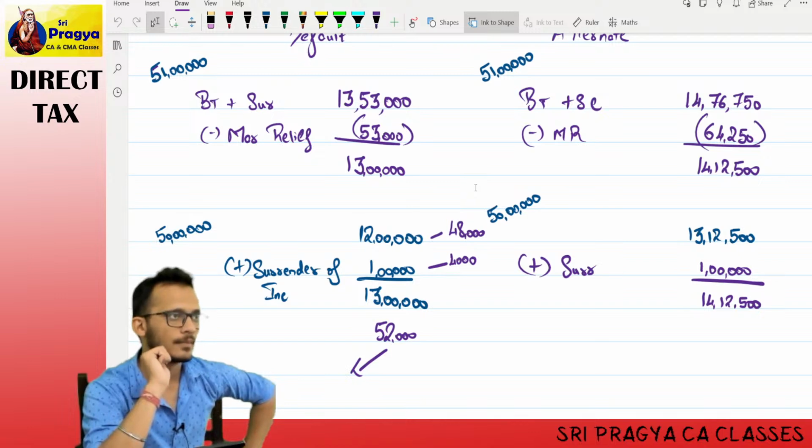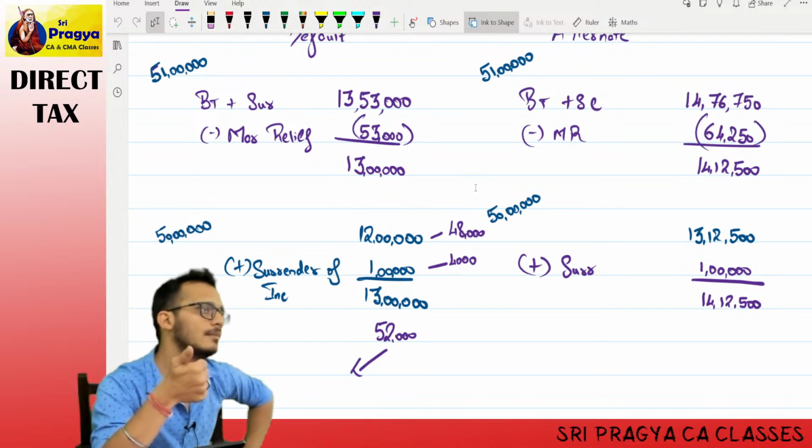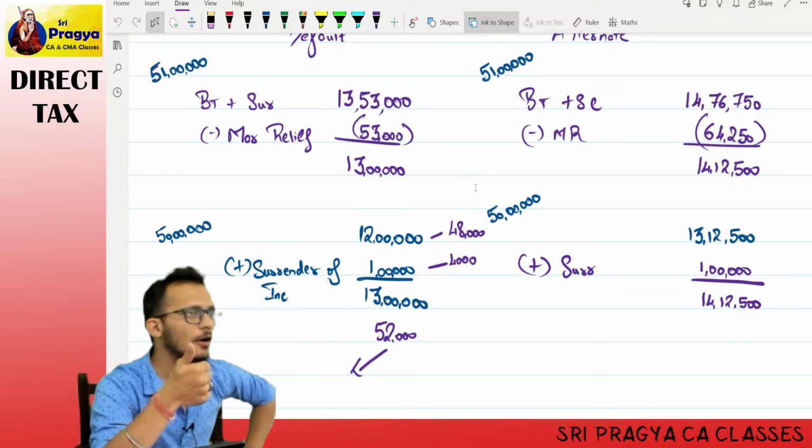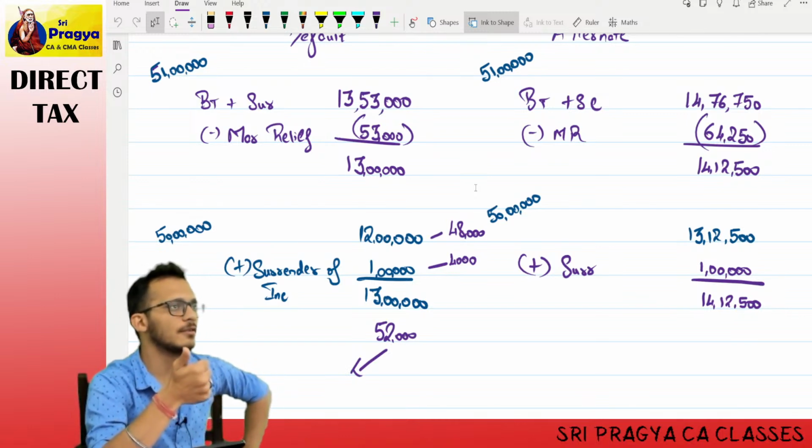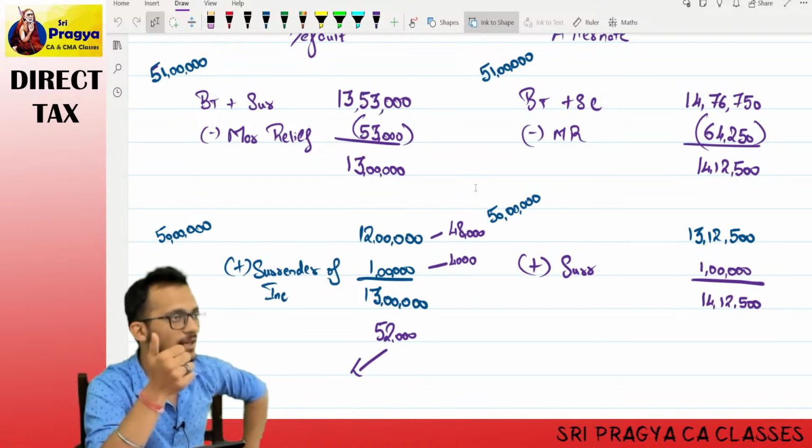Does it come to 1,64,000? How much extra tax are you paying? 1,64,000. How much extra did you earn? Will you pay 1,64,000 when you have only earned 1 lakh? How much will you like to pay? 1 lakh. How much will you not like to pay?